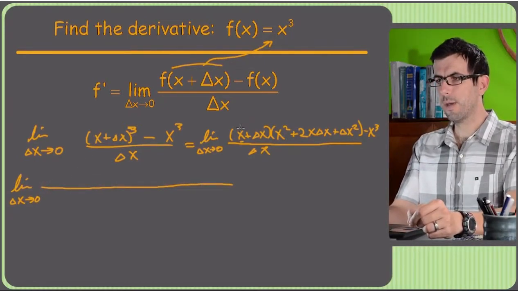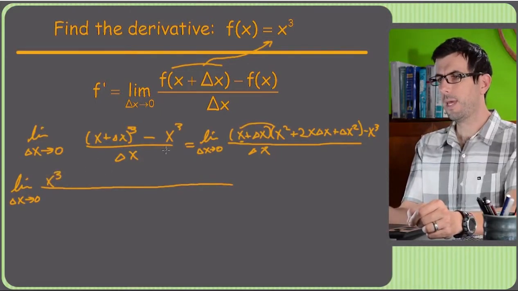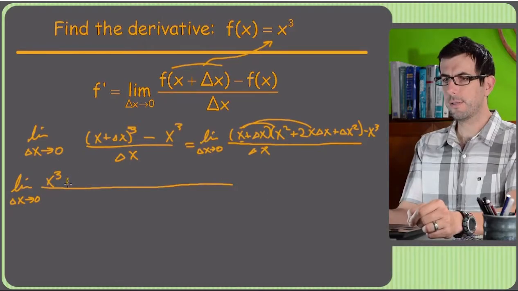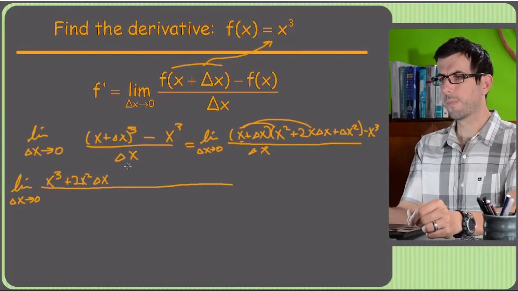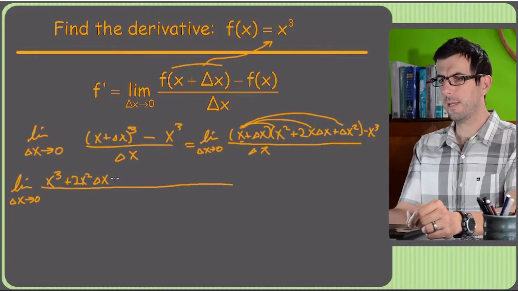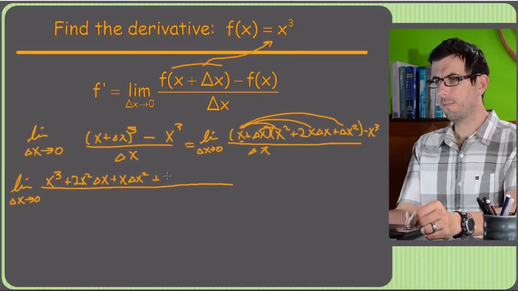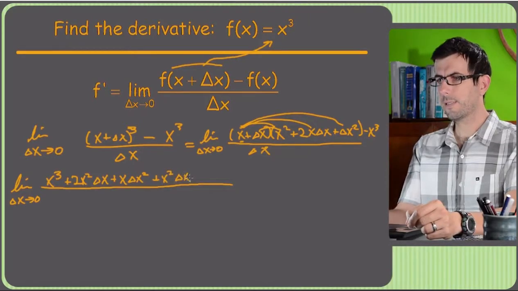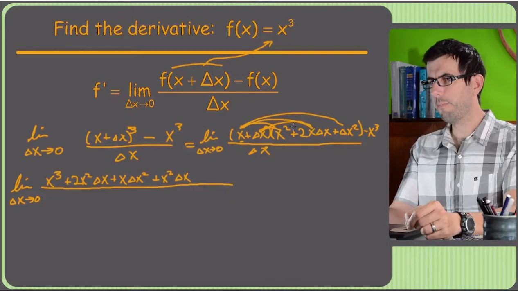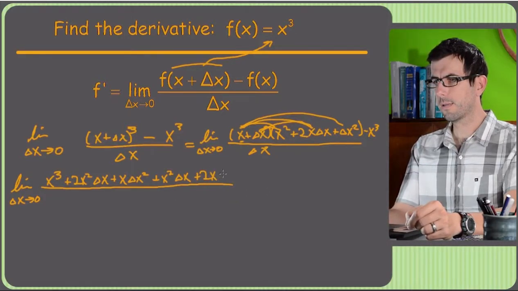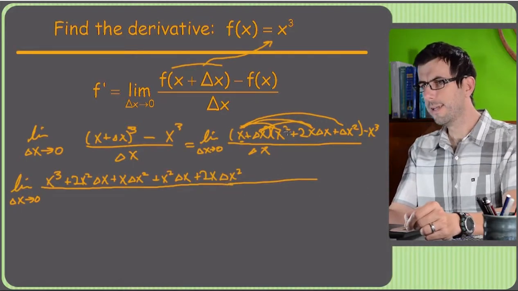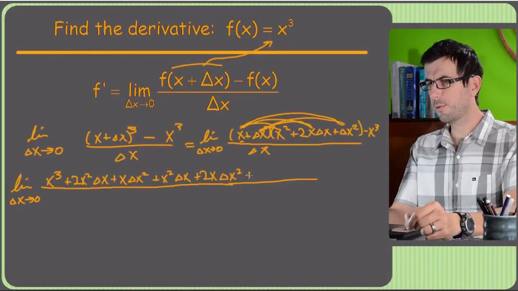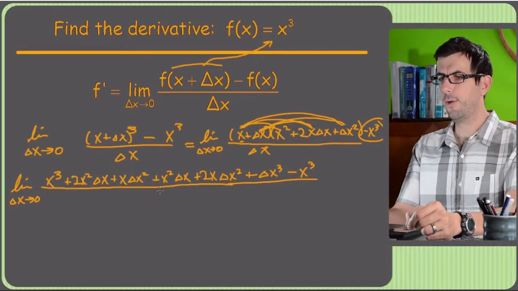So let's see, we gotta start FOILing. So x times x squared is x cubed. x times that is 2x squared delta x, x times that is x times delta x squared. Alright, now I gotta do delta x times everything, so I get plus x squared delta x, and I get plus 2x delta x squared, and then I get plus delta x cubed. And then we just got this guy in the end, minus x cubed, all over delta x.